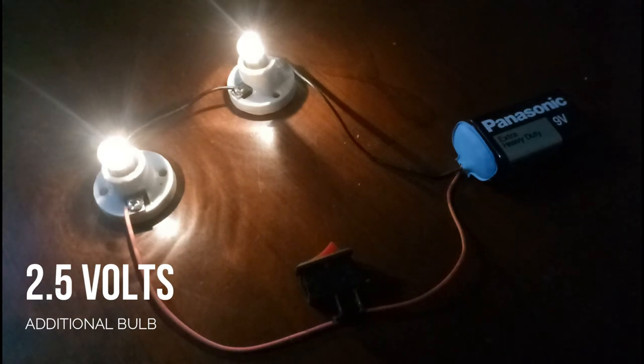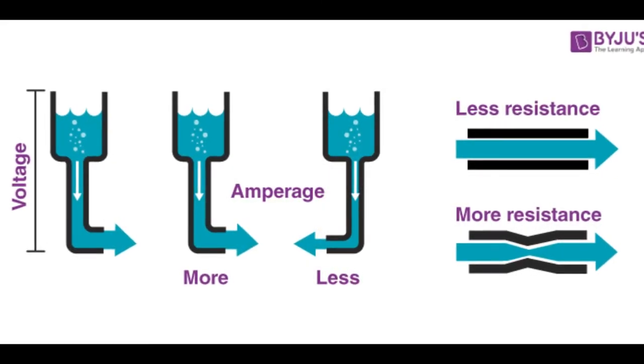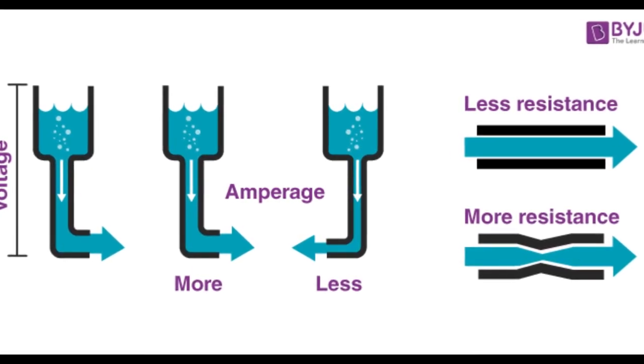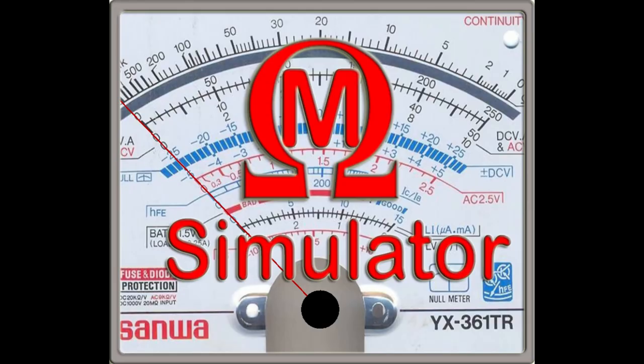We just encountered another factor in electric circuits. Resistance. Resistance is a measure of the opposition to current flow in an electrical circuit. Resistance is measured in ohms by an ammeter.